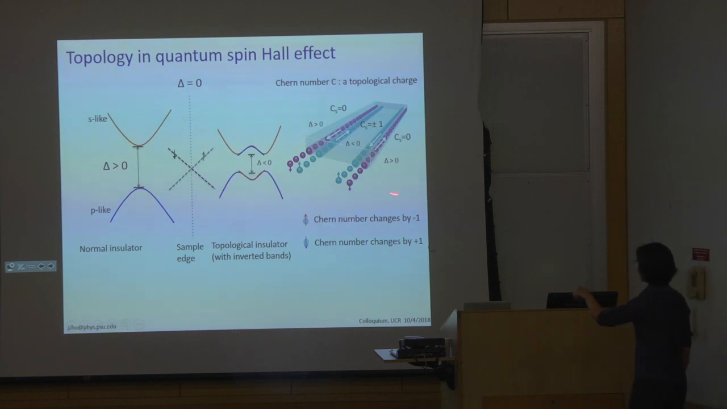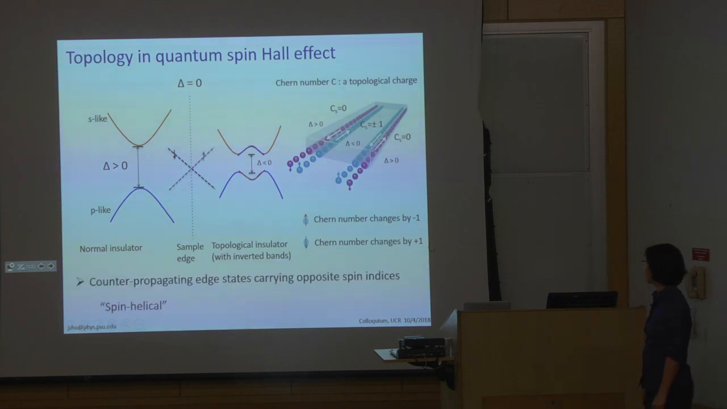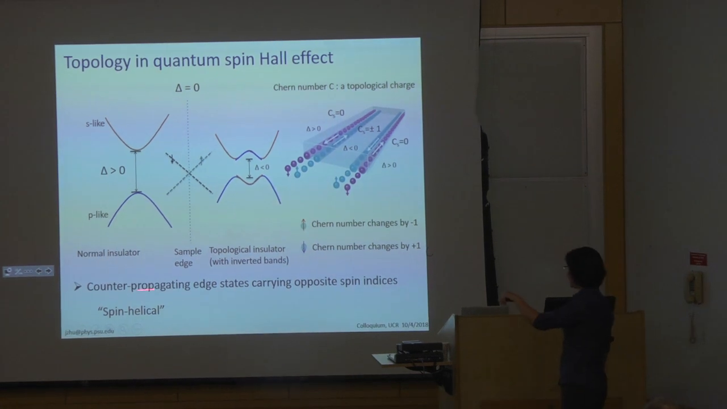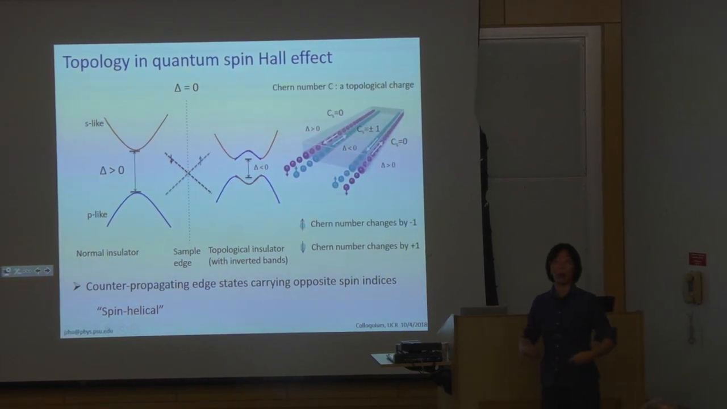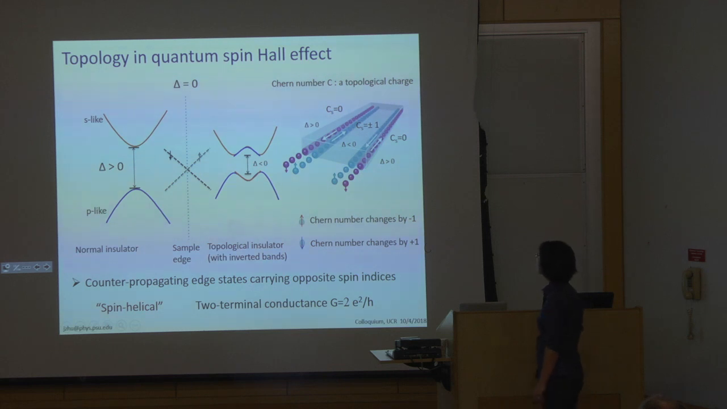So here I have two sets of counter-propagating wires at the boundary of the sample. And if I put a contact here, I put a contact there, each pair gives me 1 e² over h. I should expect 2 e² over h in my conductance. So they carry opposite spin indices. We call them spin helical. These are helical. It's a helical one-dimensional wire system. Right? So that's the quantum spin Hall effect.